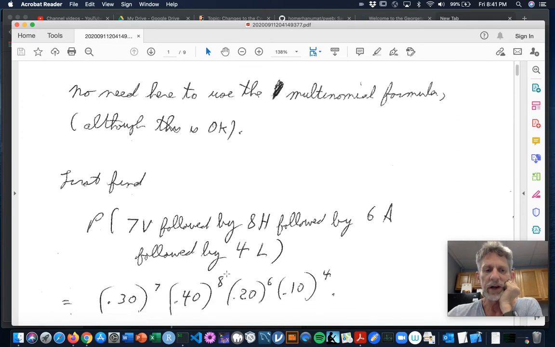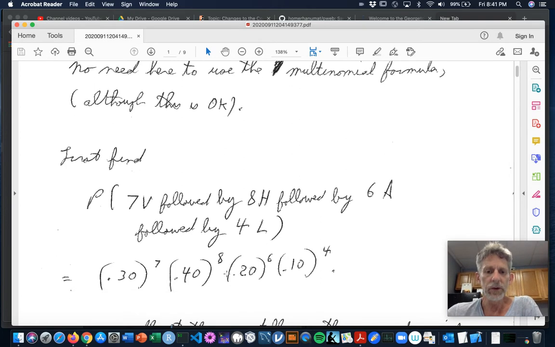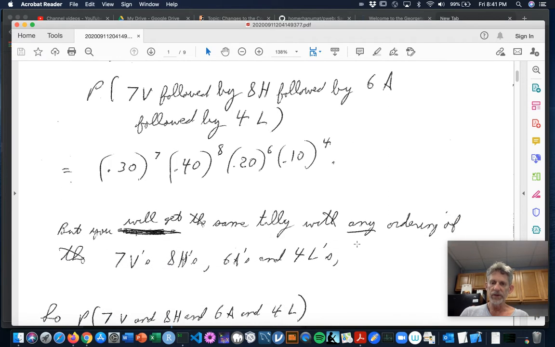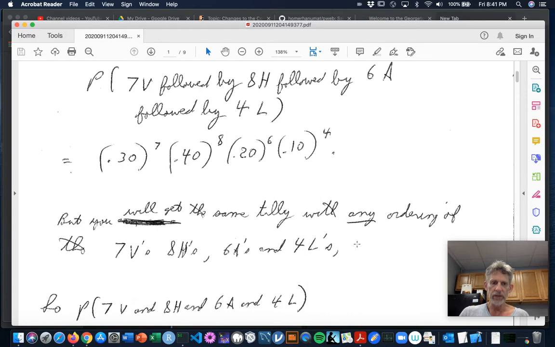First of all, I just want to find the probability that in your 25 draws, your 7 V's come first, followed by 8 H's in a row, followed by 6 A's in a row, followed by 4 L's in a row. So by the independence of your draws, it's going to be this product. But this particular sequence is only one out of many, many ways that you could get that particular tally of the different kinds.